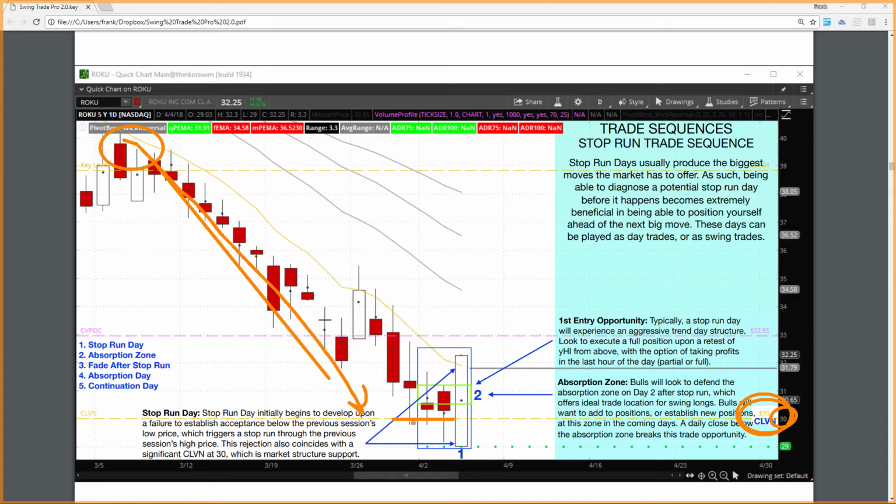The first day showed some strength, but by the end of the day closed lower. The next day had a tail at the upper end. After that, we had a breakdown and a pop back up. Not quite a stop, not quite a rejection day, but very, very close. And then the fourth day here, we have the stop run day.